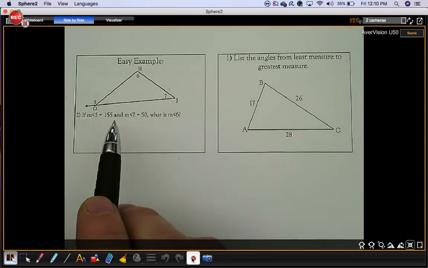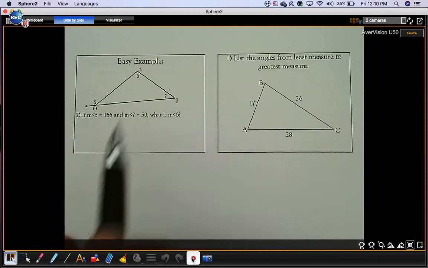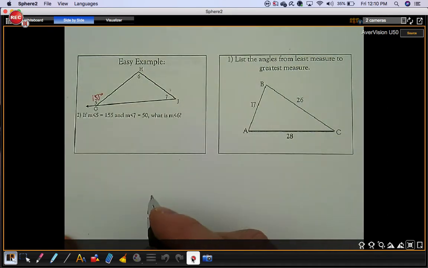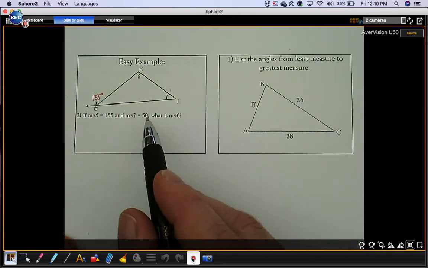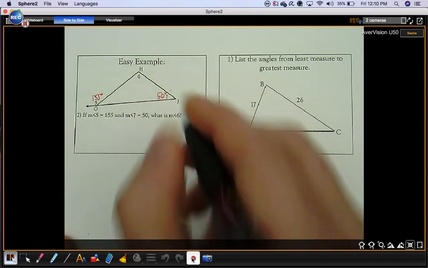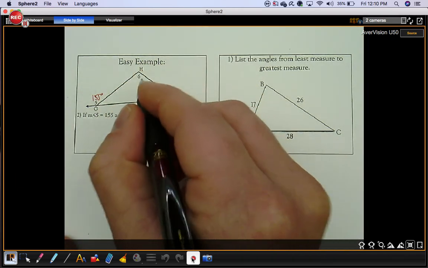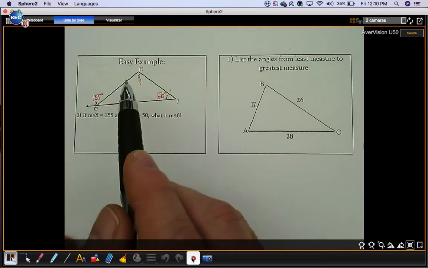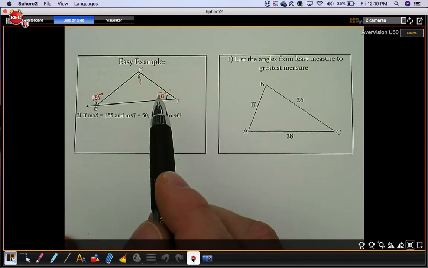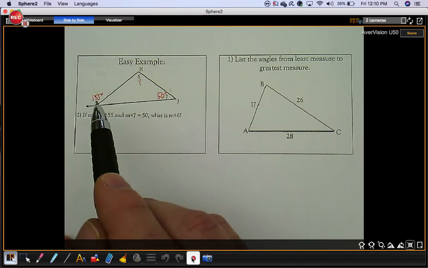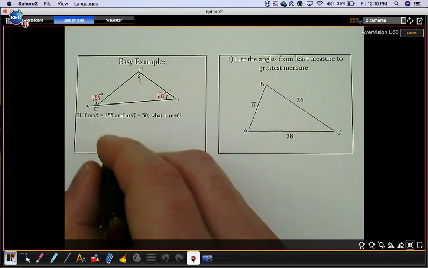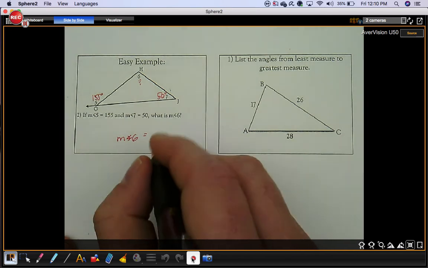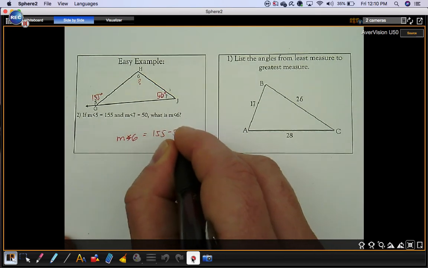Here's an easy example. Only difference is the measures are not on the picture. The measure of angle 5 is 155 degrees. The measure of angle 7 is 50 degrees. What's the measure of angle 6? Well, that's the situation I was talking about. Remember, this angle equals these two added together. So, if you want this one, take that and subtract this angle. So the measure of angle 6 equals 155 minus 50.